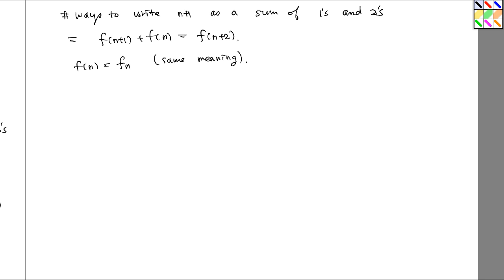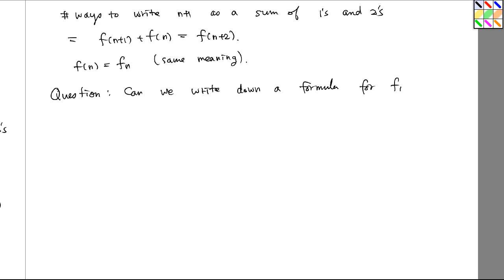Alright, so we know this Fibonacci number has a nice and simple recurrence relation. But our goal is to find an explicit formula for the nth term without referring to the previous terms. So the question: can we write down a formula for f sub n without using the recurrence relation? We will do this using generating functions.